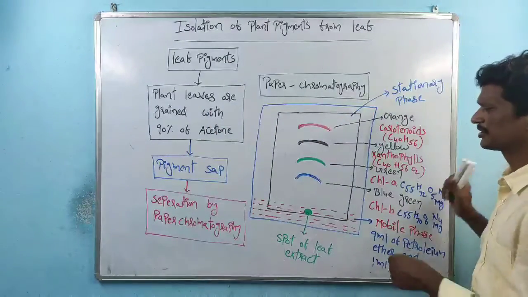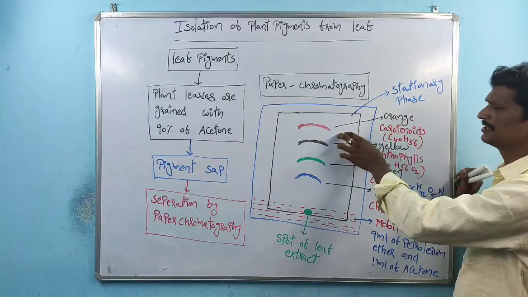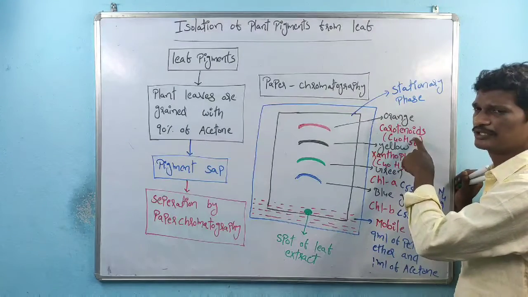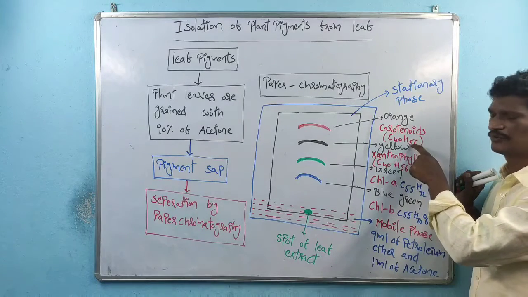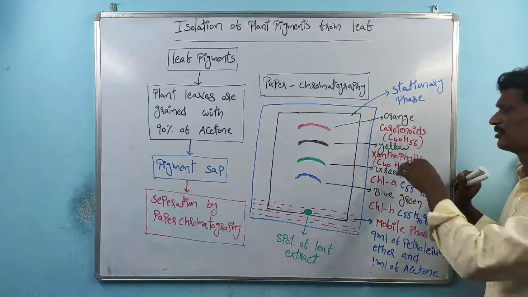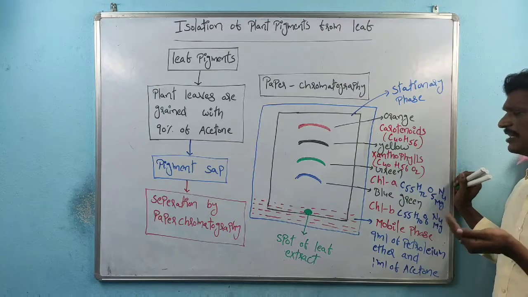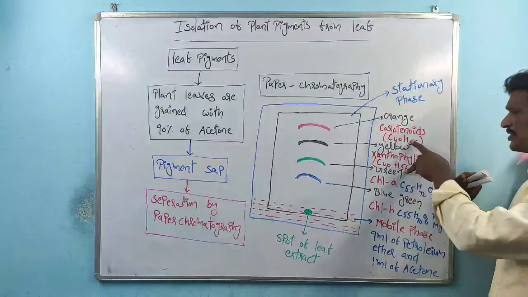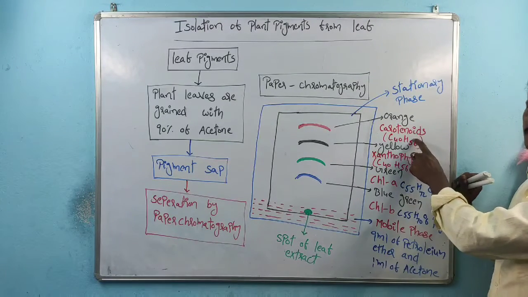After the separation process, after drying the paper, we get these colors. The very top color is the orange color. Orange color indicates carotenoids. The molecular formula for carotenoids is C40H56. Below that orange color, we get the yellow color. Yellow color indicates xanthophylls, having the molecular formula C40H56O2. See, additionally oxygen molecules are present here, whereas oxygen is absent in carotenoids.